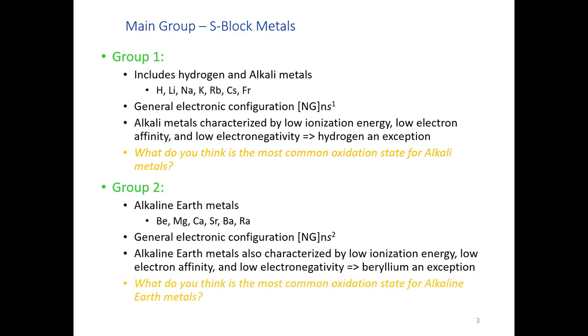What do you think is the most common oxidation state for the alkaline earth metals? The most common oxidation state is +2 because the loss of 2 electrons gives a full valence shell.